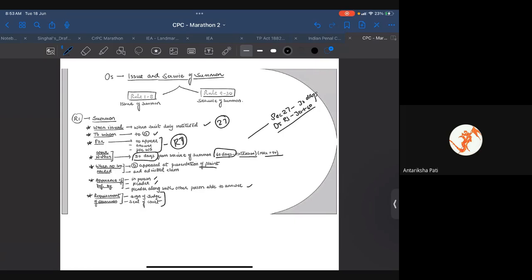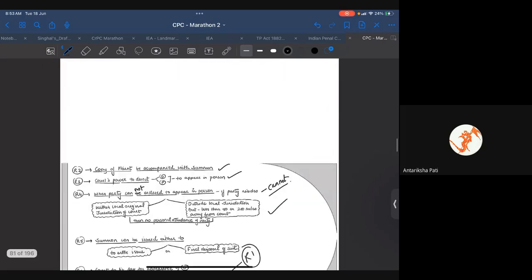Now, what is the requirement of a summons? It has to state the date and time when he has to appear, the place where he has to appear, and regarding what he has to appear. A copy of the plaint is to be furnished, the sign of the judge is to be given, and the seal of the court is to be given, all of that is to be given.